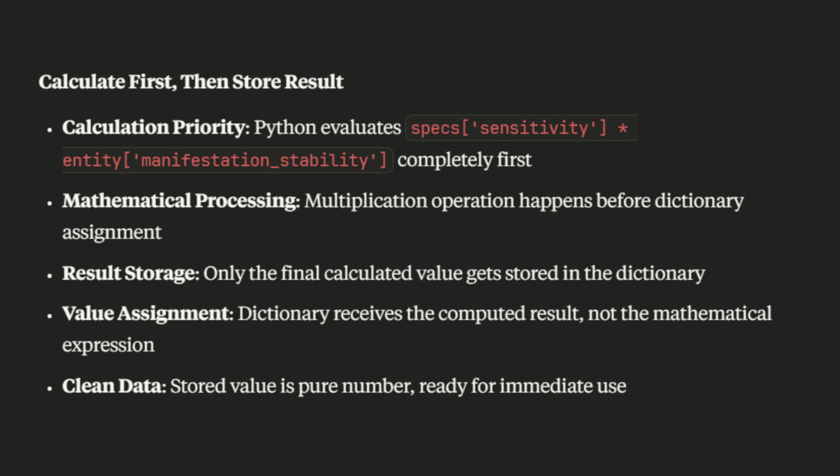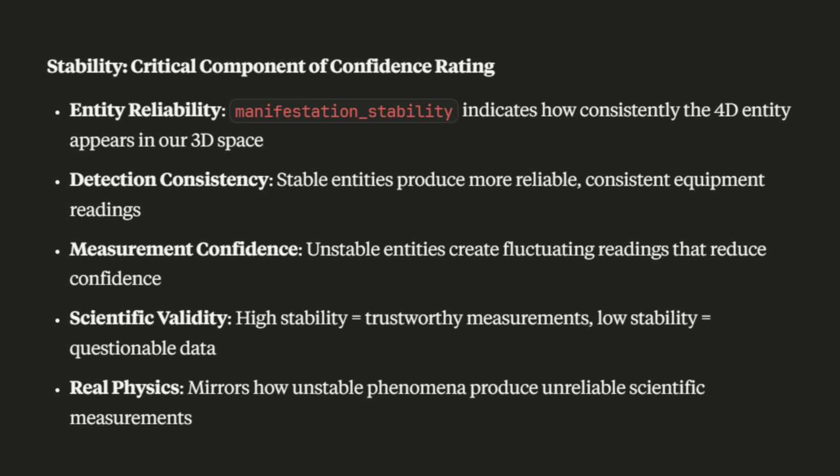This mirrors real scientific confidence calculations. In laboratory work, your confidence in a measurement might depend on both your instrument sensitivity and the stability of what you're measuring. A highly sensitive detector measuring an unstable phenomenon gives lower confidence than the same detector measuring something stable. That makes sense. The mathematical relationship becomes embedded directly in your data structure. Each equipment reading includes not just the raw value, but a calculated confidence score that combines equipment capabilities with entity characteristics, creating scientifically meaningful metadata for every measurement.